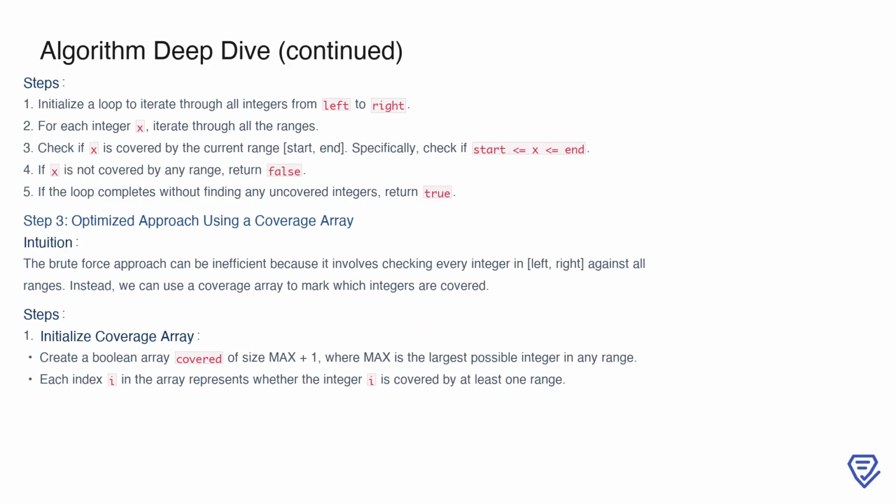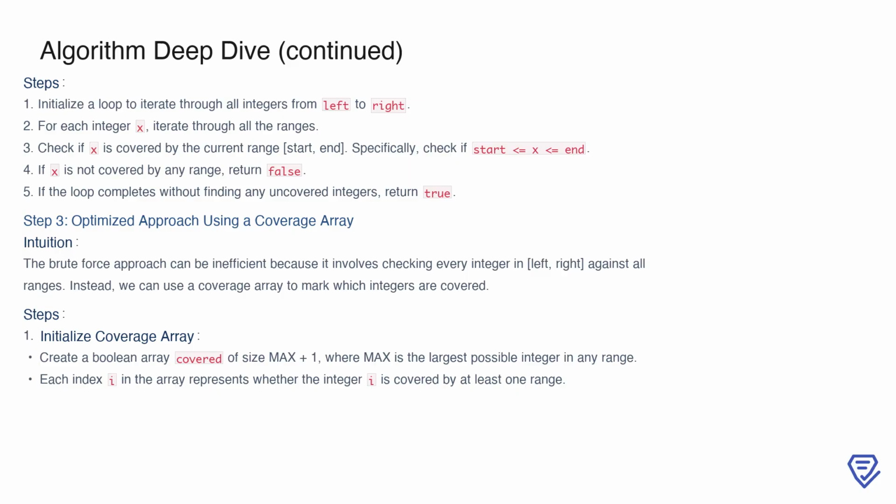To implement the brute force solution, we can break it into clear steps. First, initialize a loop to iterate through all integers from left to right. For each integer x in this loop, iterate through all the ranges provided in the input. For each range [start, end], check whether x falls within this range by verifying if start <= x <= end. If the integer x is not covered by any range, you immediately return false. On the other hand, if you complete the loop without finding any uncovered integers, you return true.